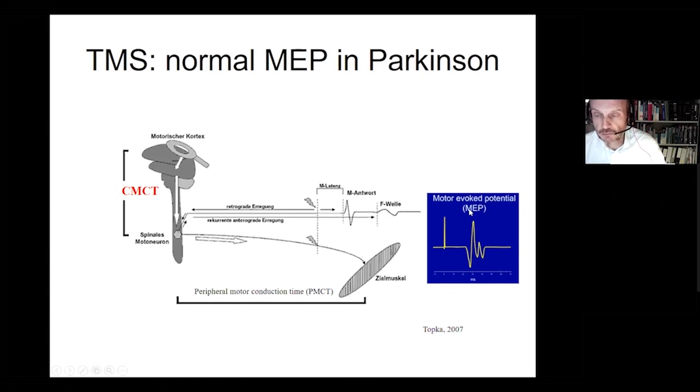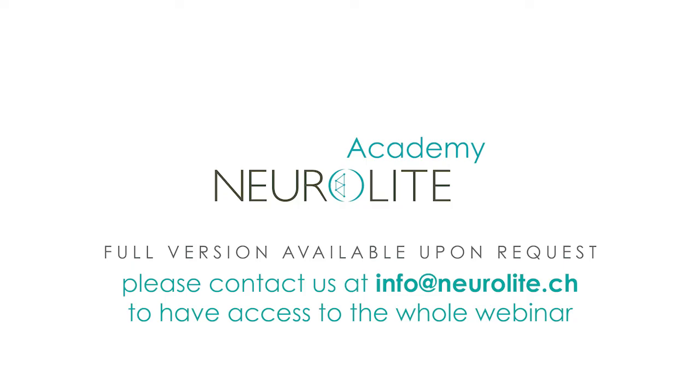So we can evoke a so-called motor evoked potential. We have different parameters that we can measure. We can measure the time, the latency of the conduction, which indirectly reflects the integrity of the corticospinal tract. In Parkinson's disease, this exam is normal, which speaks for the integrity of the motor cortex.